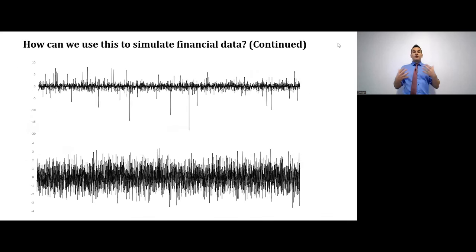Now here I have two illustrations, two graphs. One of the graphs is the standard normal distribution, and the other graph is the simulated financial market data. So now you might have a guess which of these graphs belongs to which distribution. Most of you might have already guessed that the lower distribution here is the standard normal. You see a lot of fluctuations between one and two standard deviations.